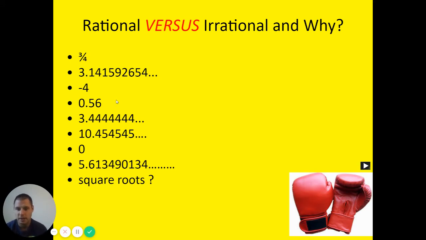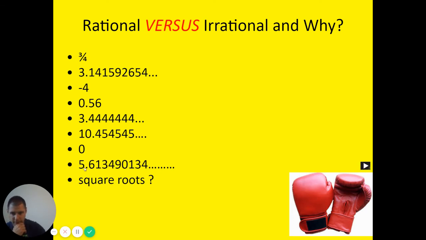The next one, 3.44 repeating. That is rational. Why is it rational? Because it has a repeating pattern. So rational numbers as decimals, they either terminate or they have a repeating pattern in them. So 3.44 repeating is rational. Also, the next one, 10.45 repeating, is also rational because it has a repeating pattern. 0 is rational, I could write that as 0.0 or 0 over 1.